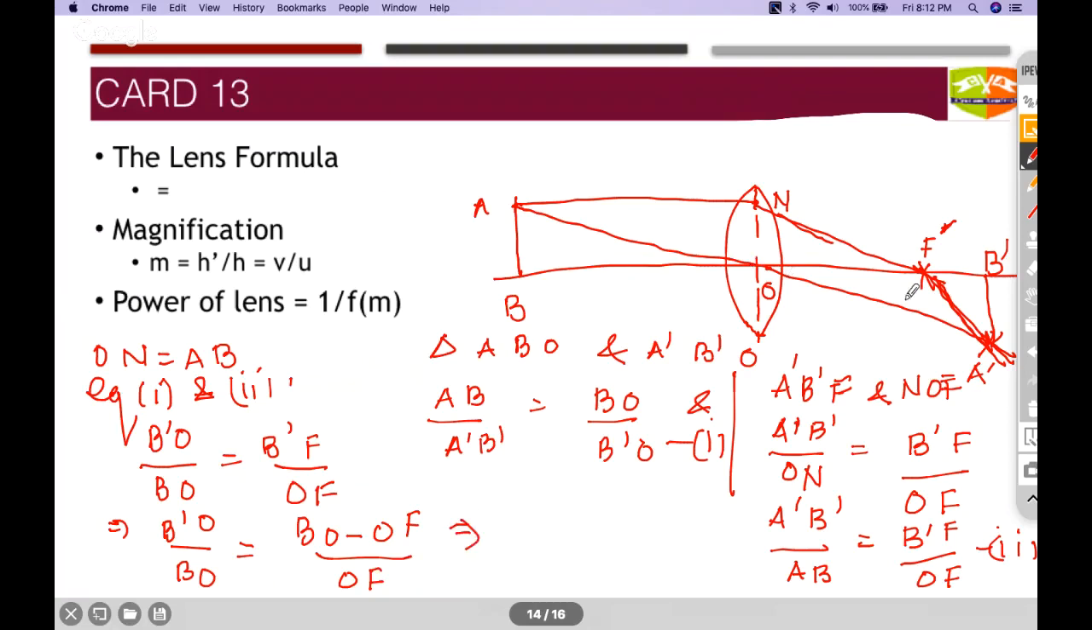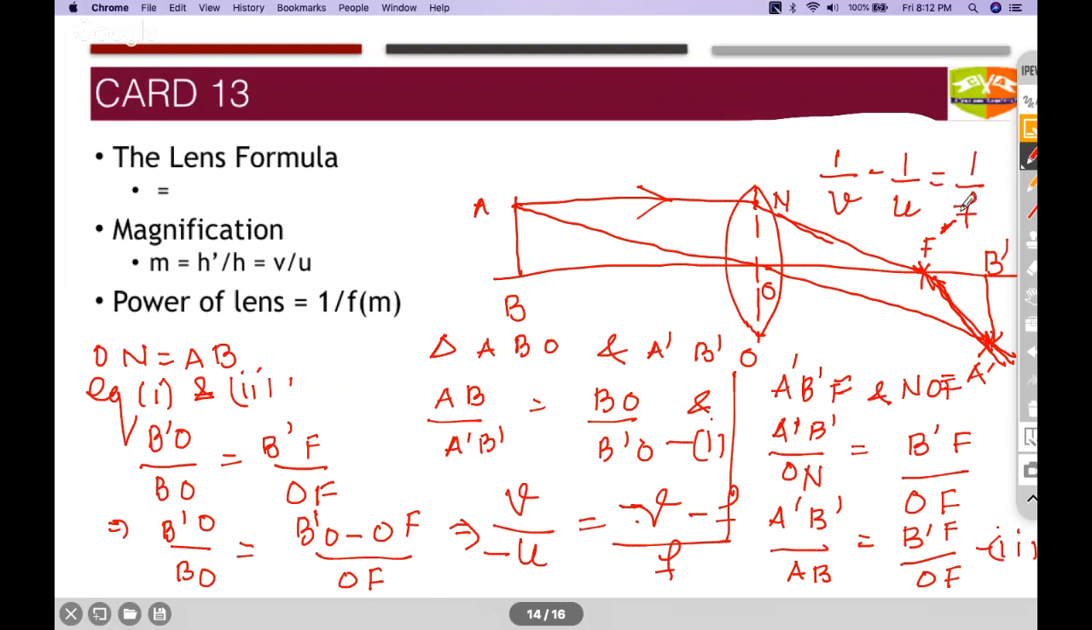So B dash O is nothing but position of image, and it is in positive direction. BO is minus U because I am taking it opposite to the direction of the ray. Sorry, this is B dash O, so this is V. OF is minus F, divided by OF is F. So V minus U, V minus F divided by F. If you solve it, you will find that you get 1 by V minus 1 by U is equal to 1 by F. So this is how you find the lens formula.